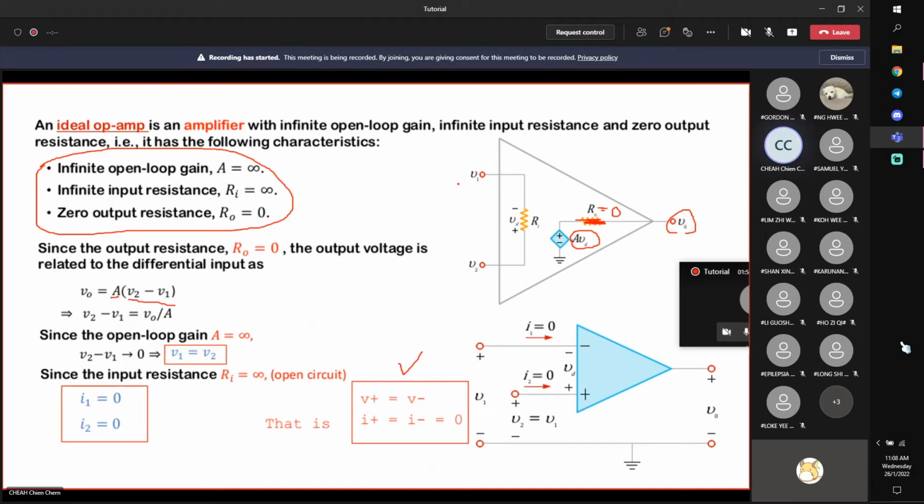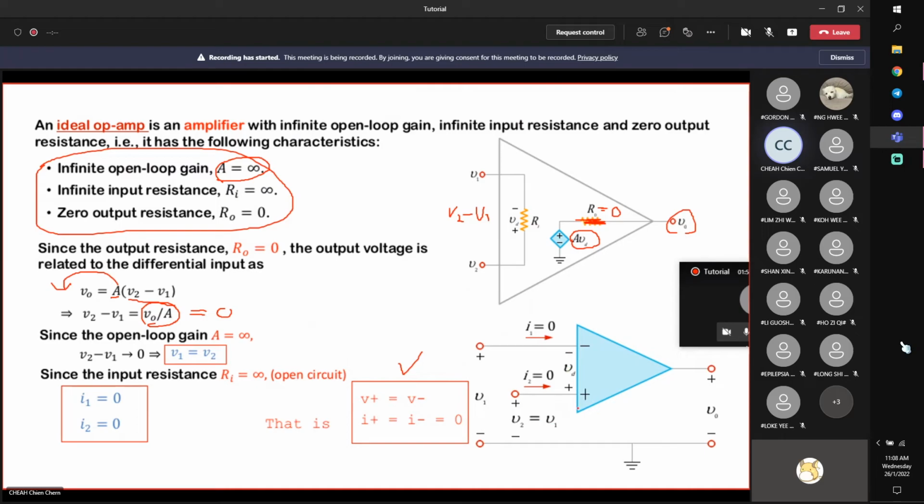The input is differential, plus minus. It means V2 minus V1, multiplied by gain, gives you output. If you bring the gain to the other side, you get V0 divided by A. Now, an ideal op-amp has a very, very large gain, so this is approximately equal to 0. It means that V2 minus V1 is approximately 0. So this gives us the first property: V1 is equal to V2, namely that V1 and V2 will be the same.